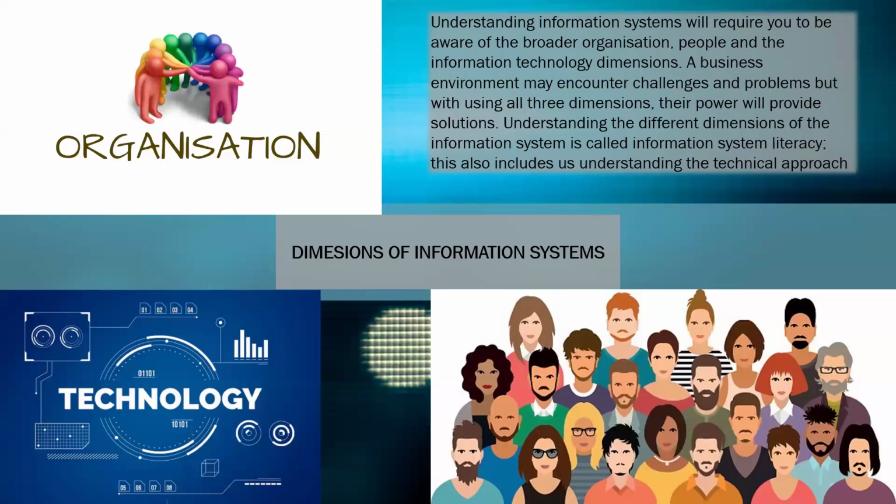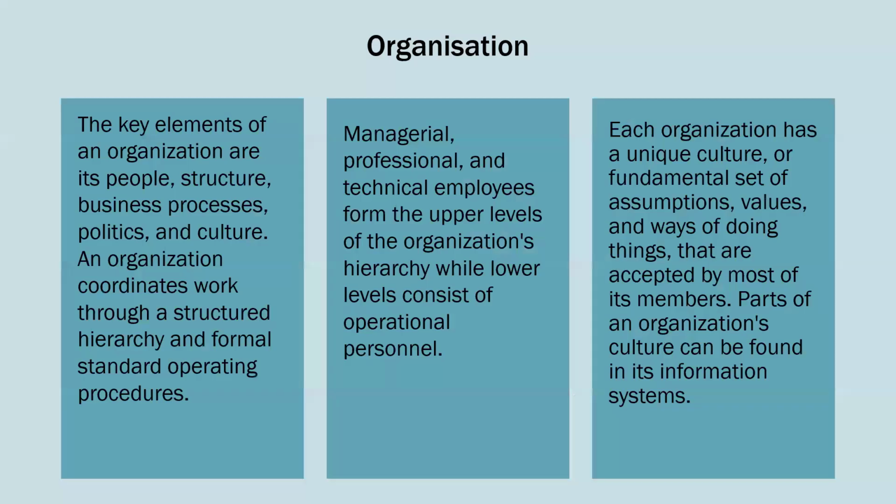So let's look at the first pillar, which is organization. The key elements of an organization are its people, the structure, the business processes, the politics, and the culture. An organization coordinates work through a structured hierarchy and formal standard operating procedures. Remember, an organization will have an organizational culture, an organizational structure, and organizational processes. This also frames how certain information systems are used.